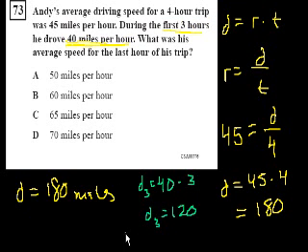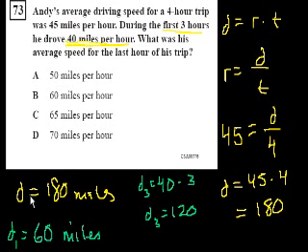So how far did he have to travel in that last hour? In the first 3 hours, he went 120 miles. He went a total of 180 miles. So his distance in that last hour is going to be 180 minus 120. He had to go 60 miles in that last hour, right? So how fast did he go? He went 60 miles in that last hour, so he went 60 miles per hour.